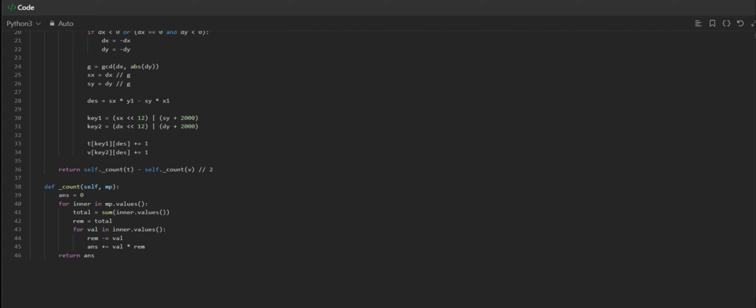Finally, from this total count, we subtract the number of collinear pairs, but since each such pair was counted twice, we divide by 2 before subtracting. The resulting value represents the total number of valid trapezoids that can be formed from the points, and that completes the solution. By focusing on parallelism rather than quadrilateral construction, we reduce the complexity dramatically and arrive at an efficient, elegant approach.